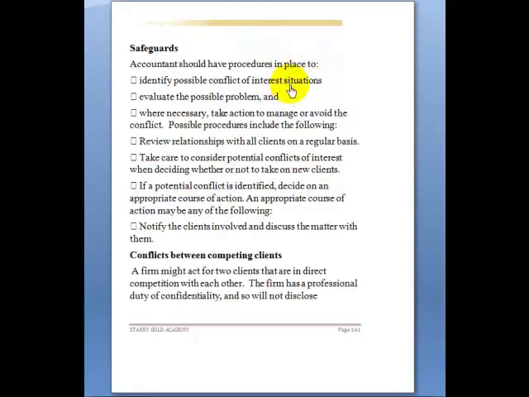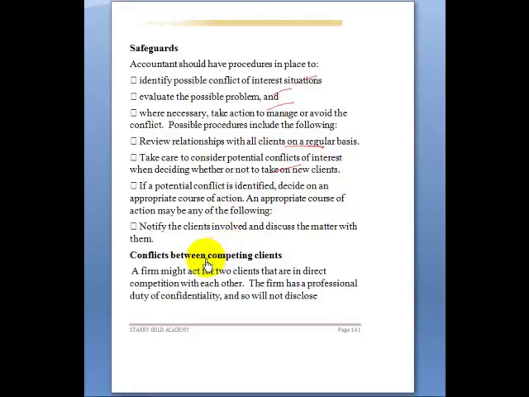As safeguards, identify possible conflict of interest situations, evaluate the problem, and where necessary take actions to manage or avoid the conflict. For example, you can review relationships with all clients on a regular basis to ensure that conflicts of interest have not emerged. Take care to consider potential conflicts of interest when deciding whether or not to take on new clients. If a potential conflict is identified, decide on an appropriate course of action, then notify the clients involved and discuss the matter with them.